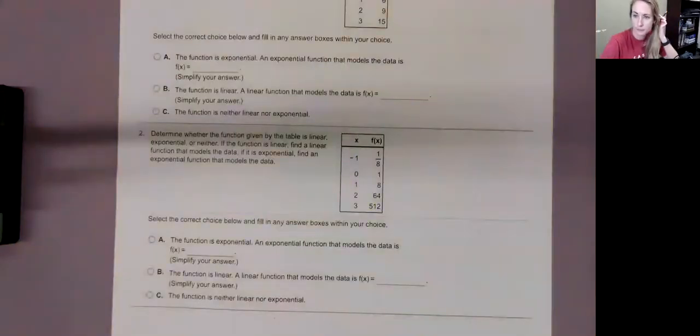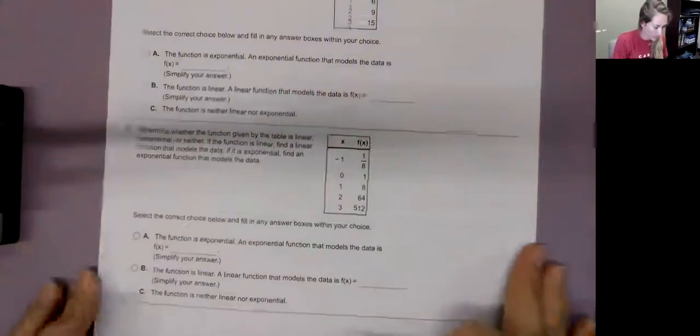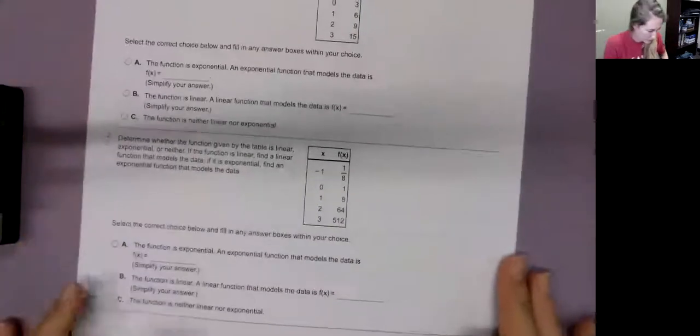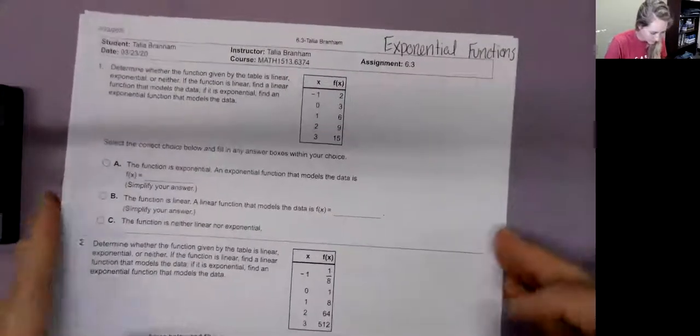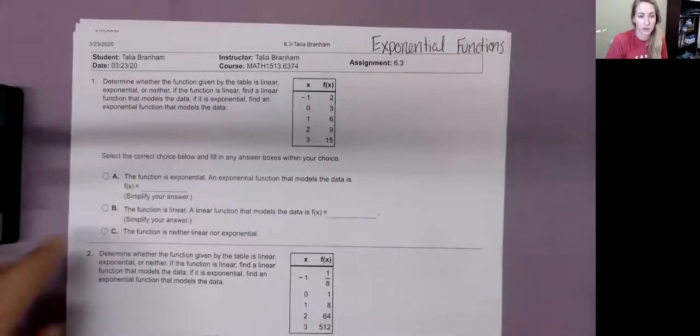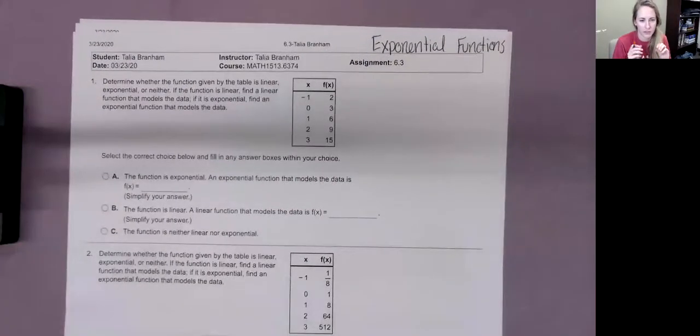Share screen, document camera. Okay, so on these, it's exponential functions. I'll probably make it to number 5, and I don't know if I'll do a video of it by itself or not. On these, they're asking, is the function exponential? Is it linear, or is it neither? So remember, linear is a straight line. So for it to be linear, the change has to be the same each time.